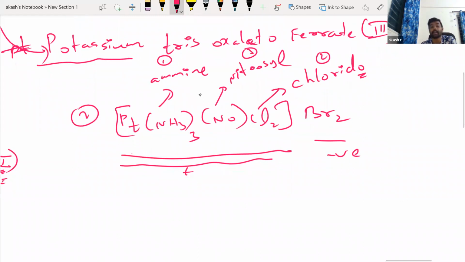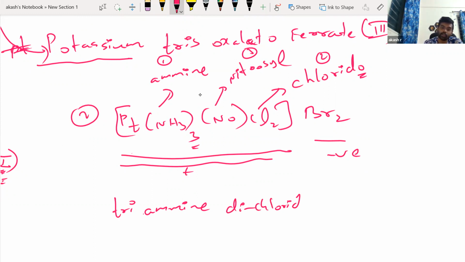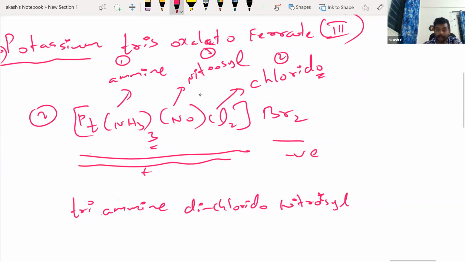Okay. And you have to mention the number of ligands also. Now in this case, all are monodentate ligands. Right? So in this case, you have to use only di or tri or tetra, something like that. Okay. So we have this one first, right? So we write triamine, right? Then comes chlorine, and we have two chlorines. So dichlorido. Okay. Then comes nitrosyl. Only one nitrosyl is there, so no problem. Nitrosyl.